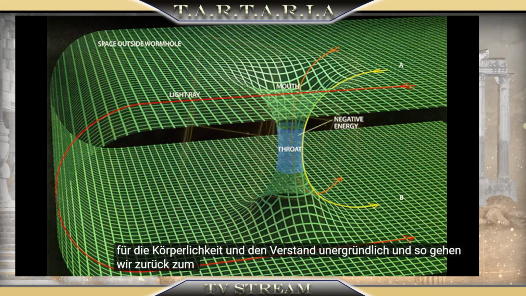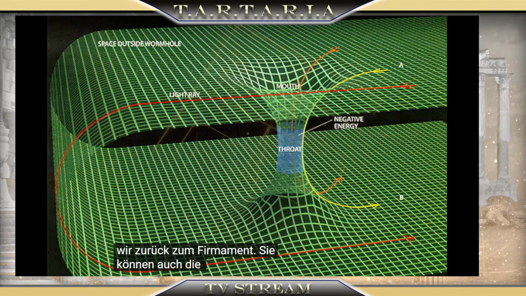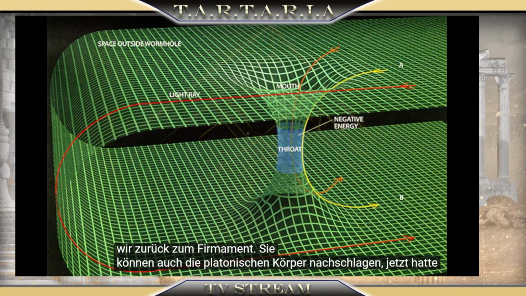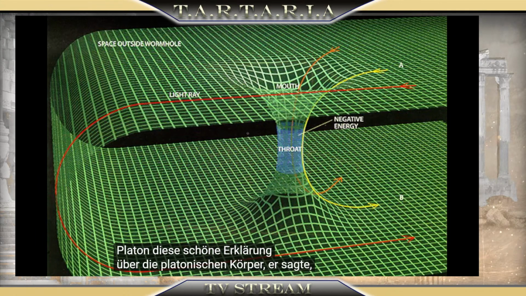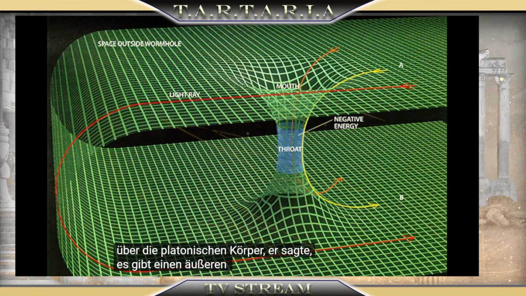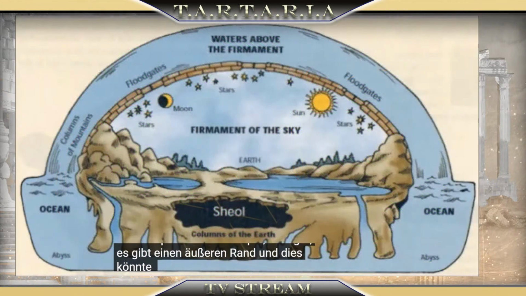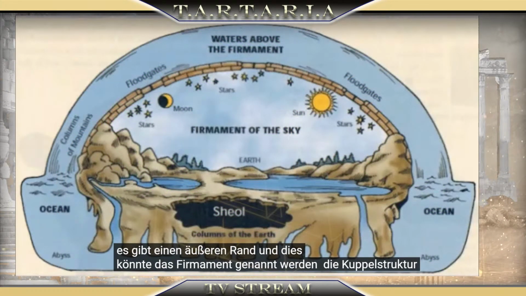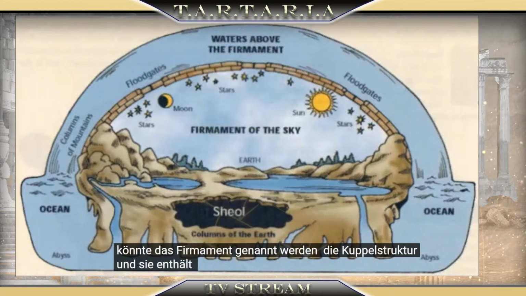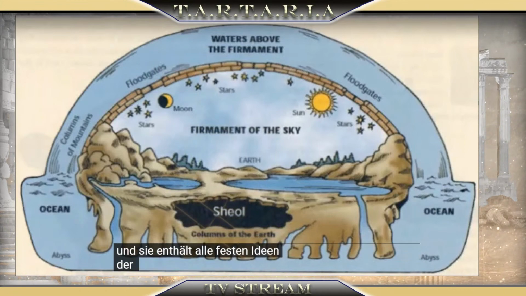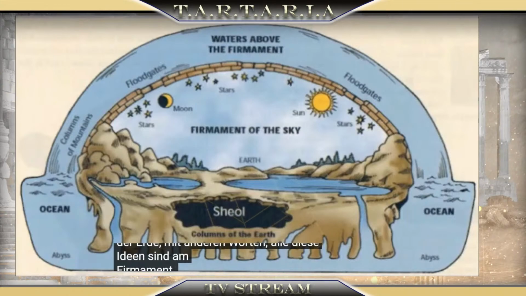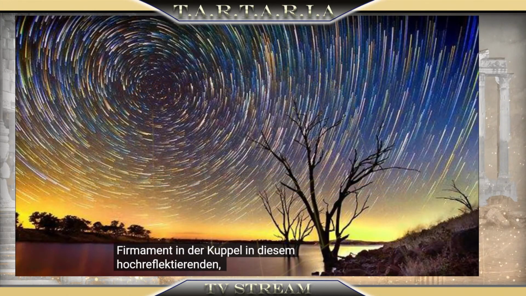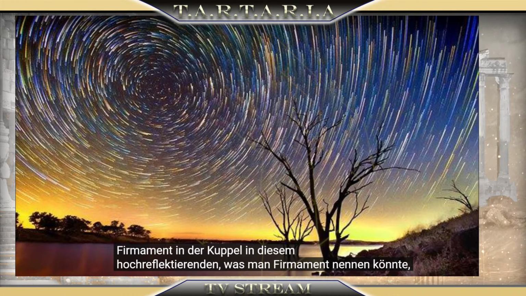And so going back to the firmament, you can also go look up the Platonic Solids. Now, Plato had this beautiful explanation about the Platonic Solids. He said there's an outer rim, and this could be called the firmament, the dome structure, and it contains all the solid ideas of the Earth. In other words, all these separate ideas are lodged in the firmament, in the dome, in this highly reflective, what you could call firmament, right?